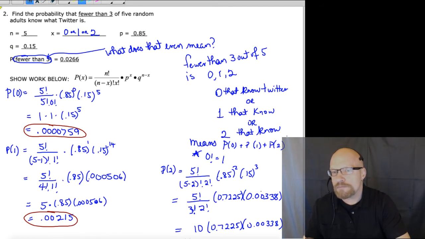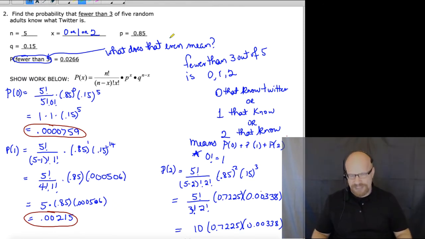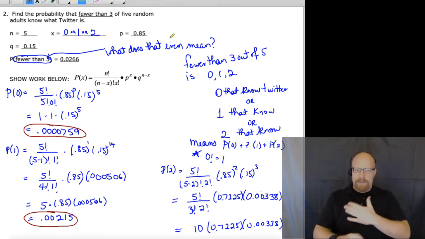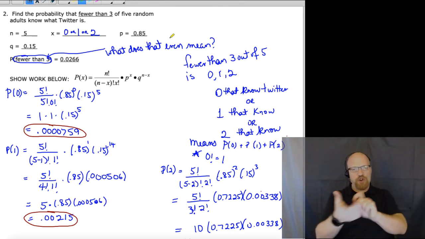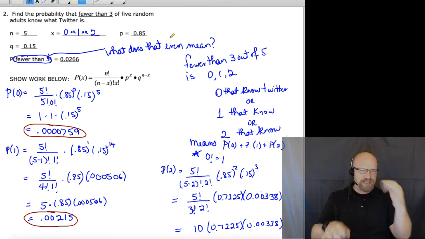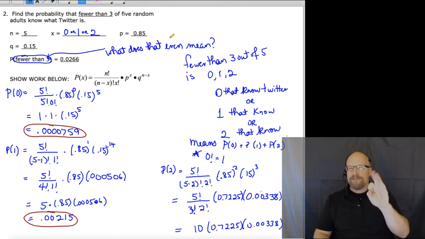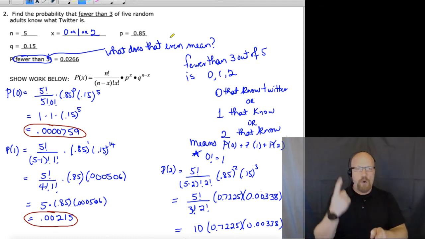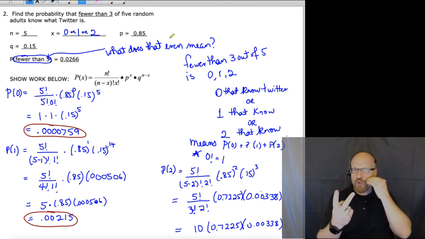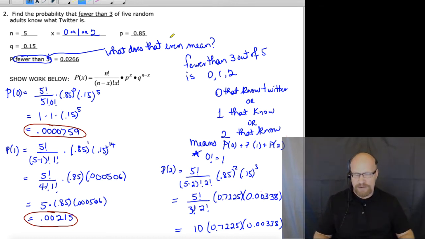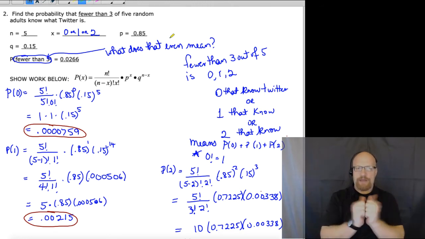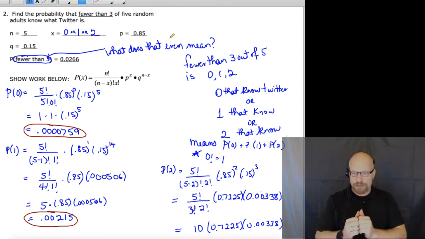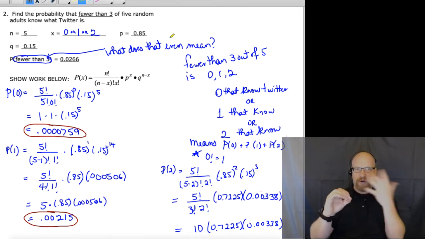So around a 13% chance, 13.8% chance. Now, this is a little more complicated. My answers don't match perfectly what the notes say, and there's a reason for that. So, fewer than three. It's not just two. Really, it's if none know about Twitter, one knows out of five, or two know out of five. Three different probabilities I have to add together. So my first approach, probability of 0 out of 5.